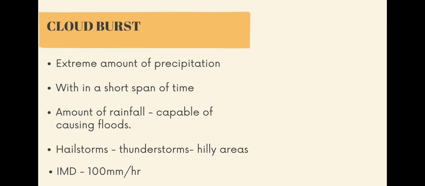Cloudburst is a phenomenon in which an extreme amount of precipitation takes place within a short span of time, that is usually a few minutes. But the amount of rainfall that takes place is capable of causing flood-like situations in that particular area. Sometimes the rainfall happens with hailstorms and thunderstorms, and generally occurs in hilly regions. According to IMD, a rainfall of around 100 millimeter per hour is considered to be a cloudburst.